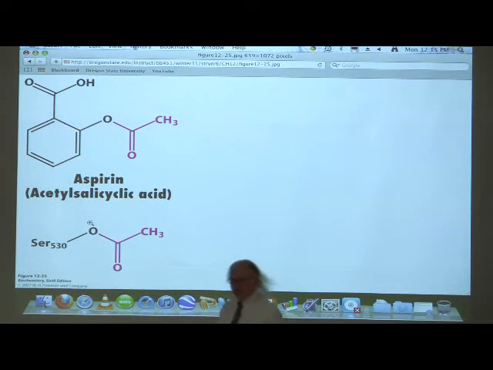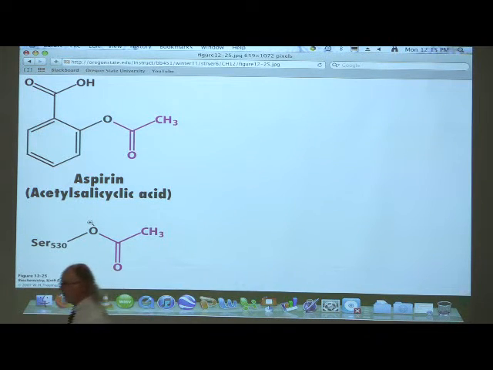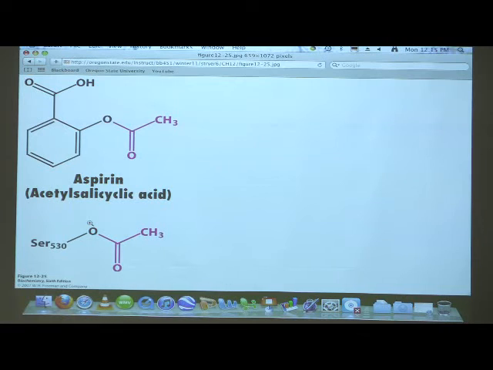This is an enzyme, and this enzyme is responsible for making a class of molecules called prostaglandins. So that last protein that I showed you, that prostaglandin H2 synthase, is responsible for making prostaglandins. Prostaglandins are molecules that have many, many functions. One of the functions we see associated with them is pain and inflammation. Okay?